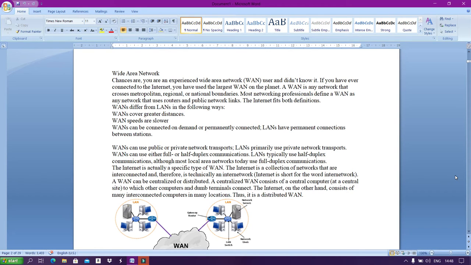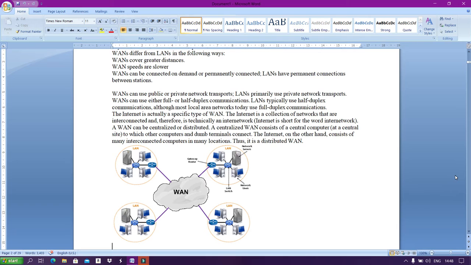A WAN can be centralized or distributed. A centralized WAN consists of a central computer at a central site to which computers and dumb terminals connect. The Internet, on the other hand, consists of many interconnected computers in many locations, thus is a distributed WAN. So here's just a picture of what a wide area network would look like. Here's four local area networks, and they can all be connected together through the wide area network.